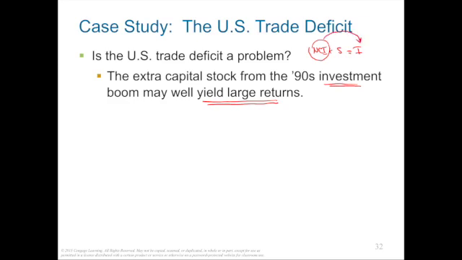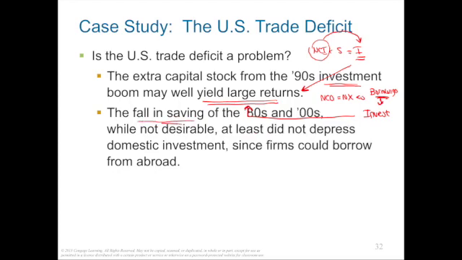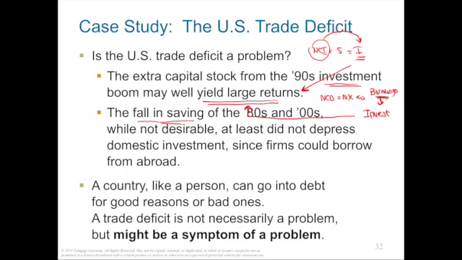If you attract a lot of capital and this capital is used for investment that yields a high return, that's very good. Because remember, net capital flows equal net export. If this is negative, it means your country is borrowing. But if your country is borrowing to invest at a very high yield, that is good. The fall in saving in the 80s, while not desirable, at least did not depress domestic investment, since firms could borrow from abroad. The real problem could be the moment in which these net capital inflows do not finance investment, but instead go to finance consumption of the consumer or the government, in which case it could eventually be a symptom of a problem.